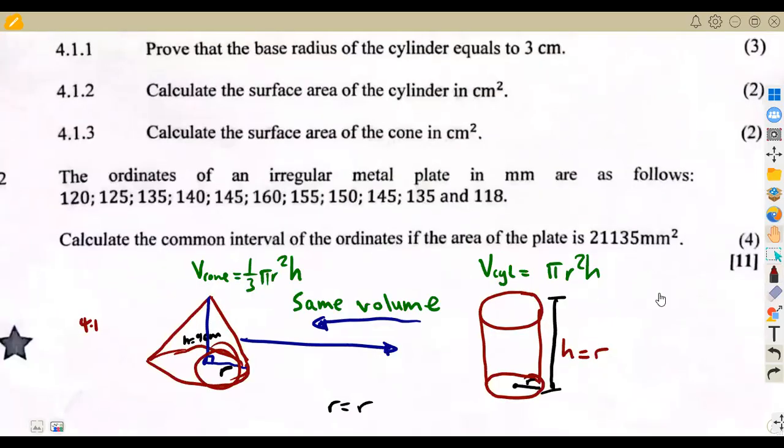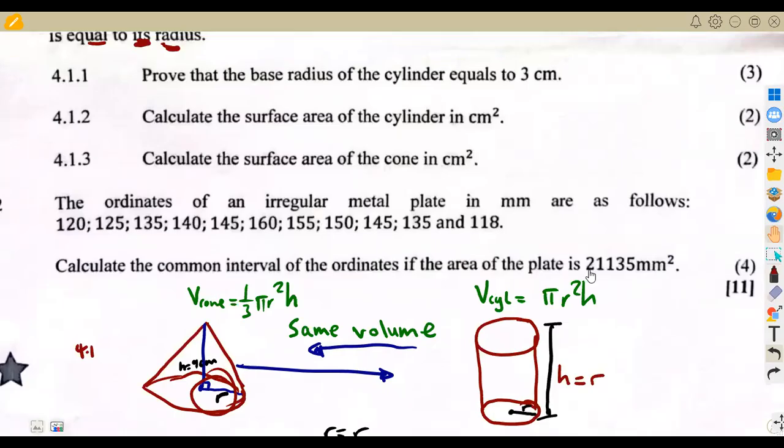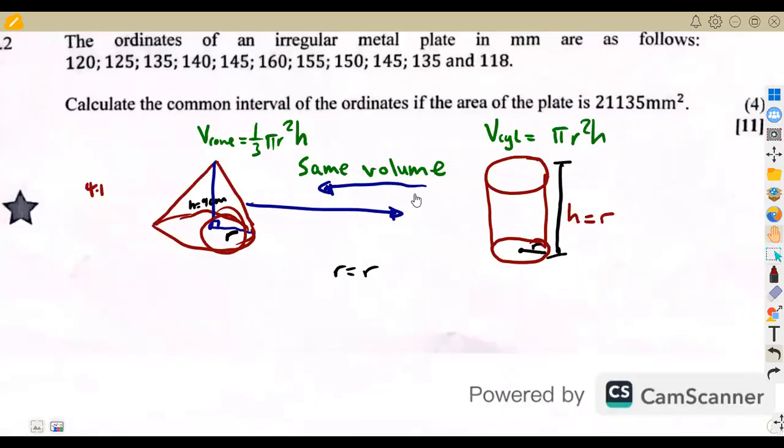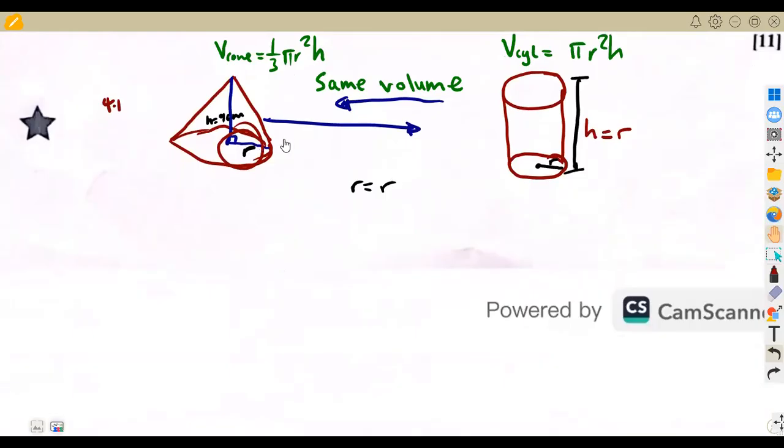So the first question was to prove that the base radius of the cylinder equals 3 centimeters. All right, so they are simply saying prove that the radius is equal to 3, whether it's for a cylinder or for a cone, because we said both have got the same radius. The radius of a cylinder and the radius of a cone are the same. This cone and this cylinder, they've got the same radius. That is what we are told there.